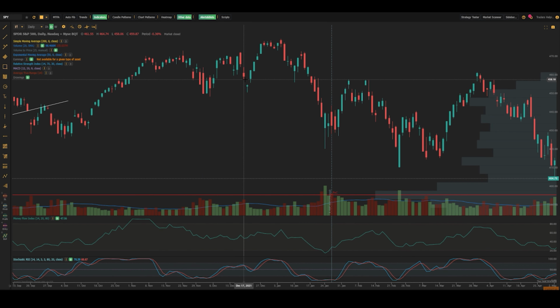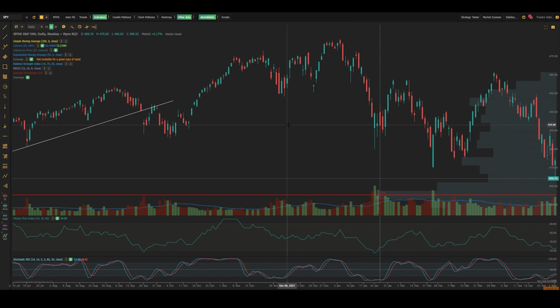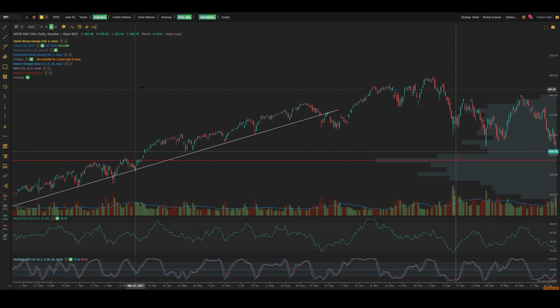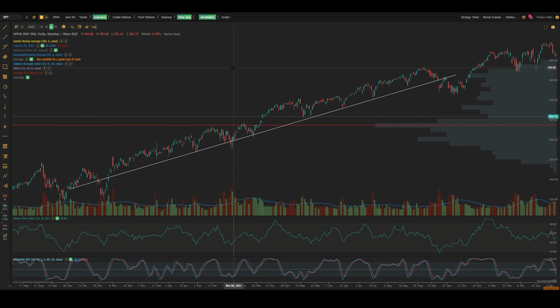If we come down to a support level with very low levels of volume coming in, that is not a good sign that we will hold the major trend, and it could be a potential sign that we're going to break through and start to trend in the opposite direction.